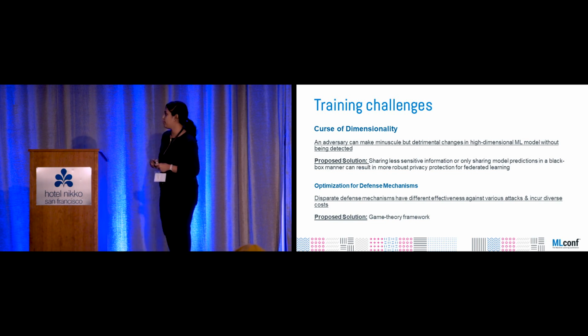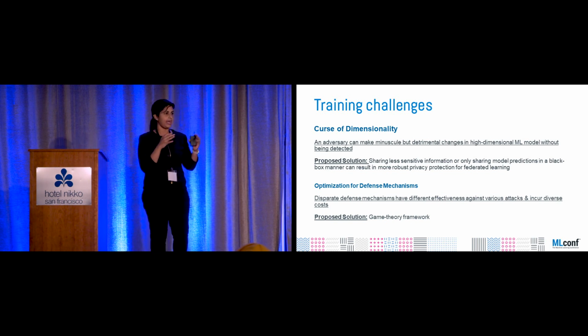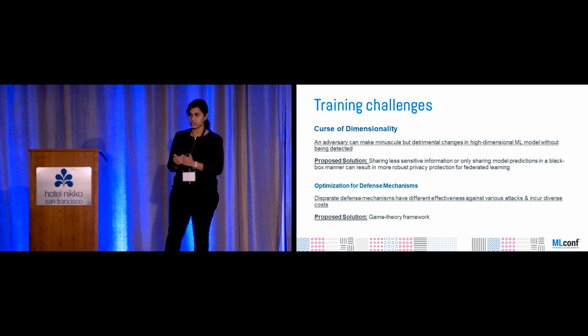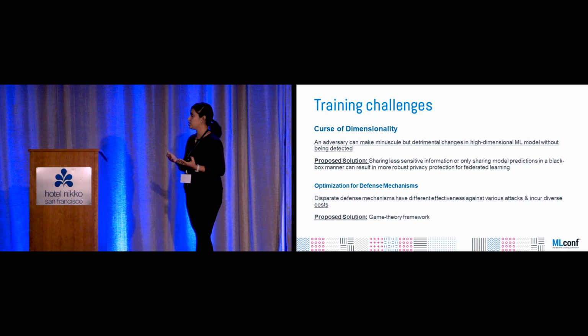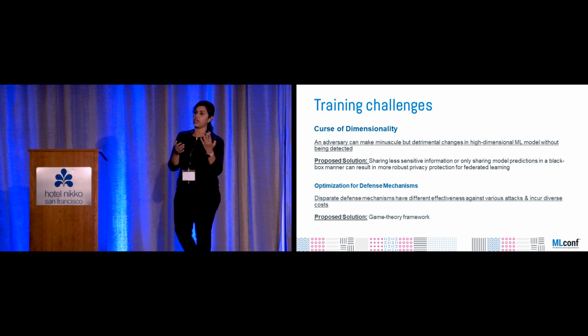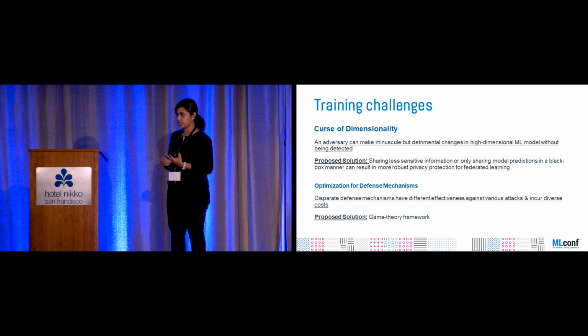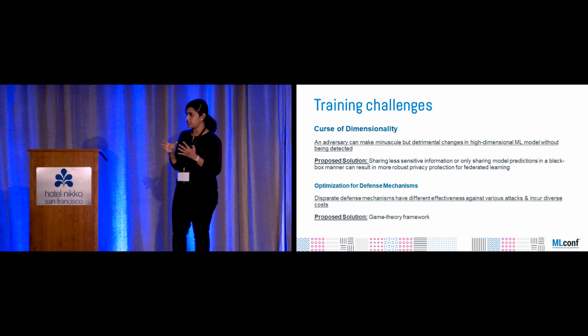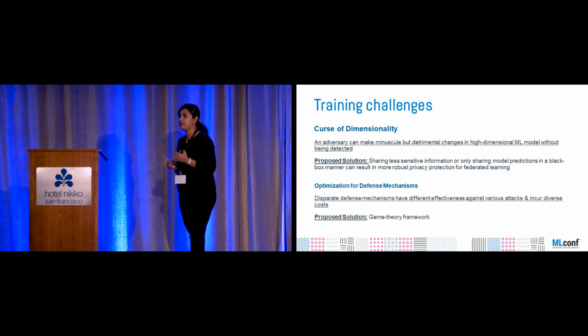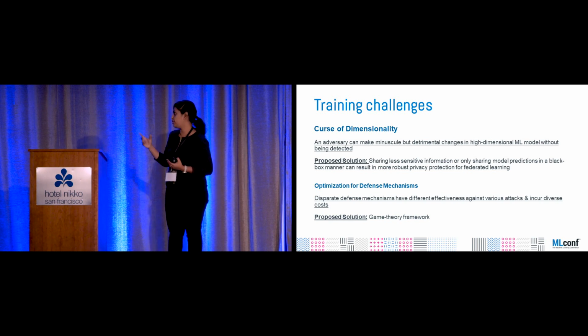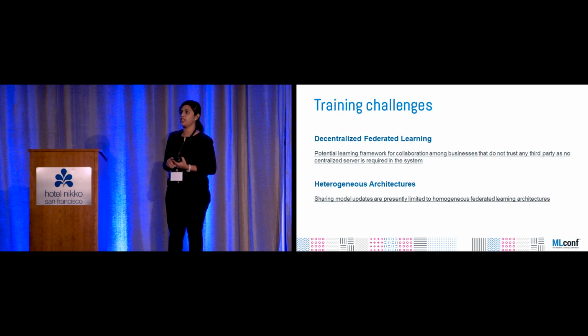Next one is optimization for defense mechanisms. If you recall the previous slides, I had multiple defense strategies. When you try to make use of a couple of them, you are adding computational cost. How do you optimize for your whole framework where you have disparate defense mechanisms and they have different effectiveness against these kinds of attacks? What works best for your use case? That's what we are trying to do using optimization systems. And a solution here is making use of game theory efforts.